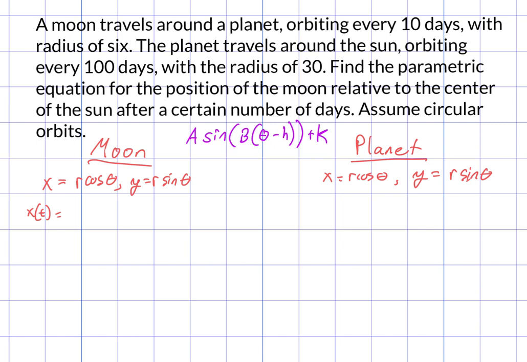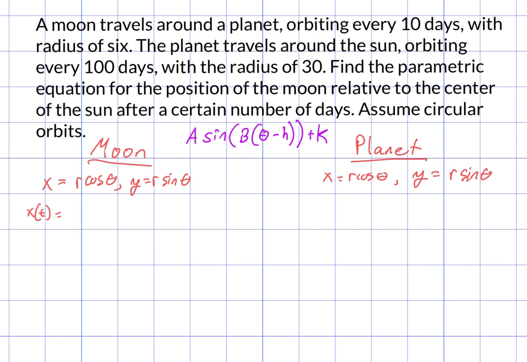So imagine this, if you will. You've got your circle of this planet. Oh, and we're going to assume a circular orbit. Again, truly false, but it gets a lot more complicated if I have to take a sinusoidal curve and throw it around an ellipse. Not impossible, but beyond what we're going to have to work on in a class like this. So we're going to find the parametric equation for the position of the moon relative to the center of the sun after a certain number of days.